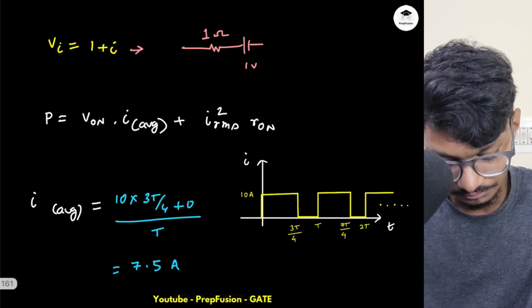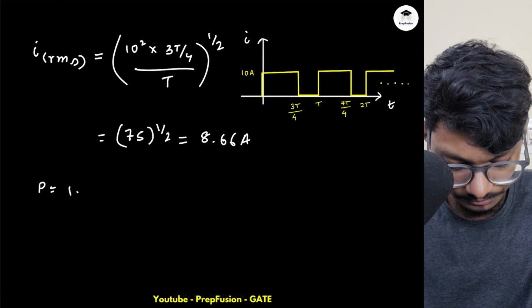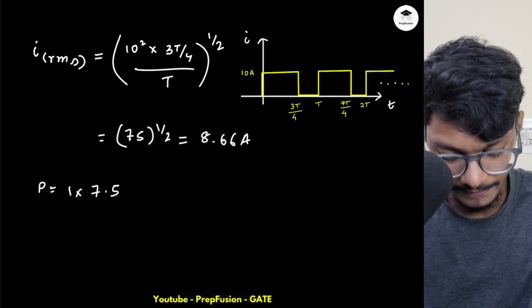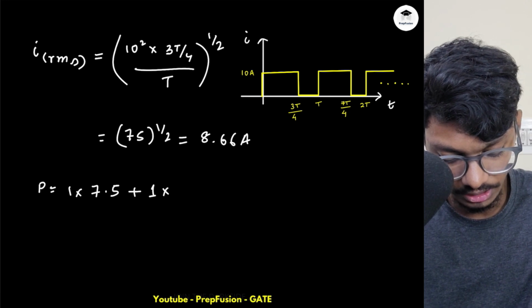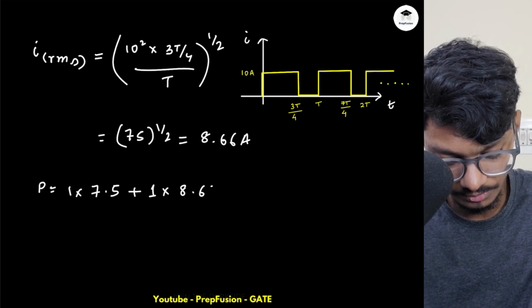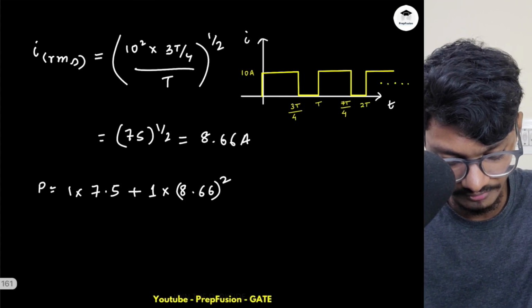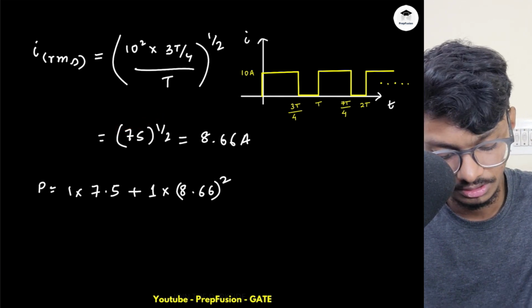So V on is this, right? This is V on, which is 1 volt. So 1 times I average, which is 7.5, and R on is 1. So 1 times IRMS whole square, so it is 8.66 whole square. Anyways, I will require only this. Even if I wouldn't have computed this 75 under root, it wouldn't have mattered. So obviously you can save computation time here.